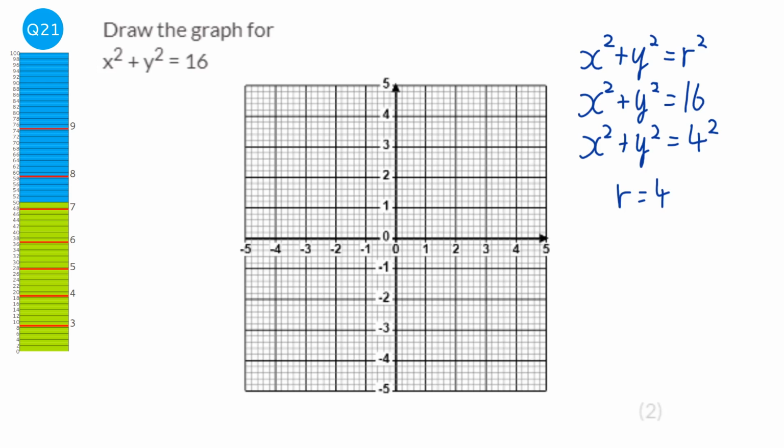So it means that the radius will be 4, so the circle will go all the way up here, all the way across here, all the way down here, and all the way across here. Now, I am really, really bad at drawing circles, and so what I would recommend you do is use a compass and measure out 4 and join these up.